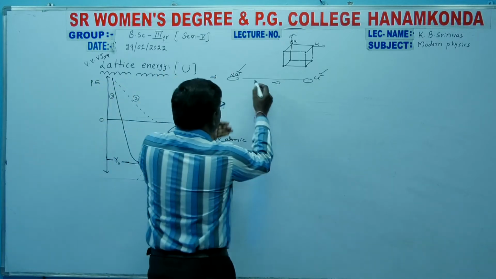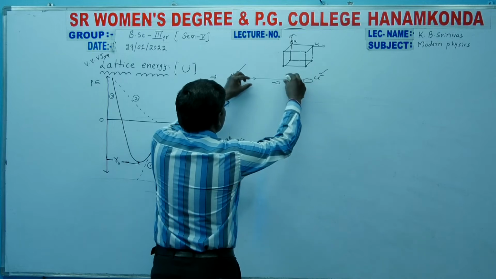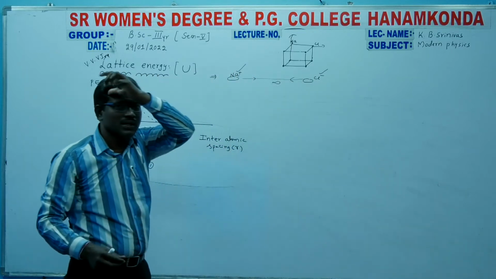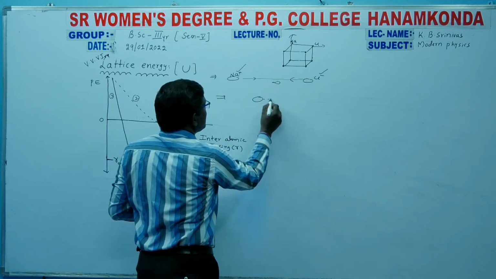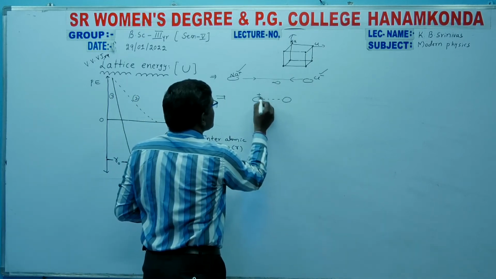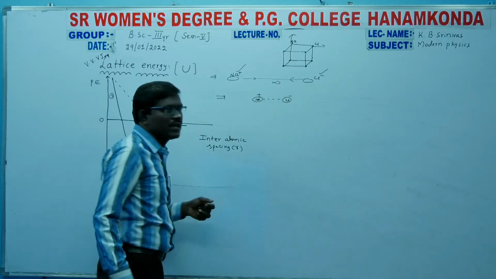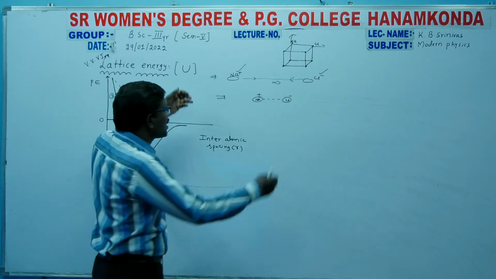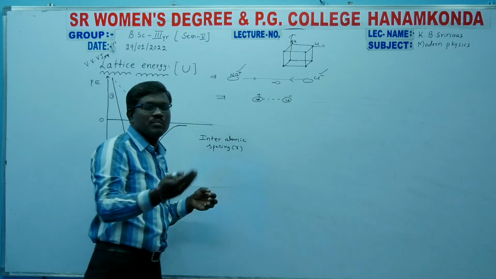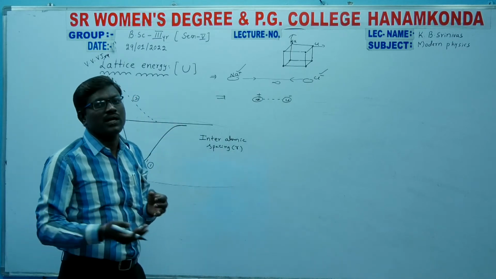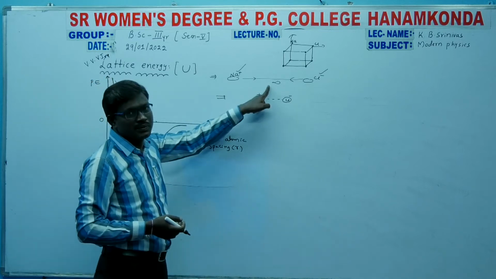Because of Coulombic force of attraction, these ions come close to each other, and finally they stop at a certain minimum distance. Imagine like that. This is a sodium positive ion, and this is a negative ion. Due to the attraction between the two ions, an energy will be produced that is known as what? Potential energy, and it is negative.